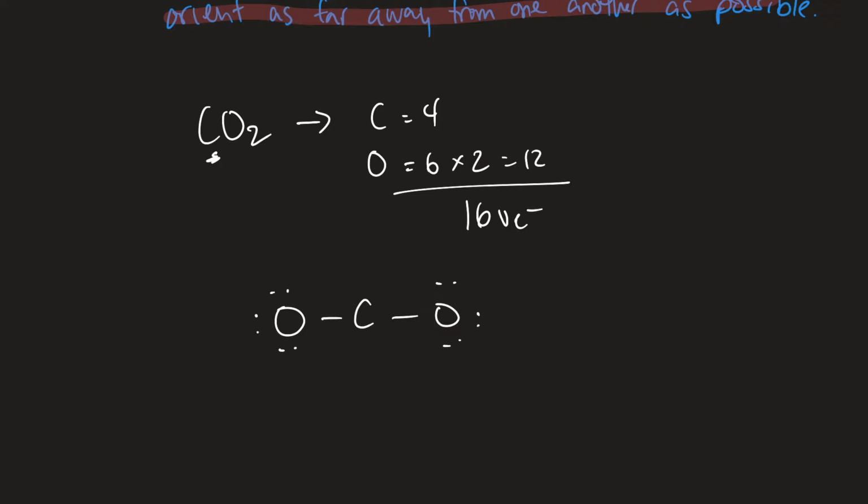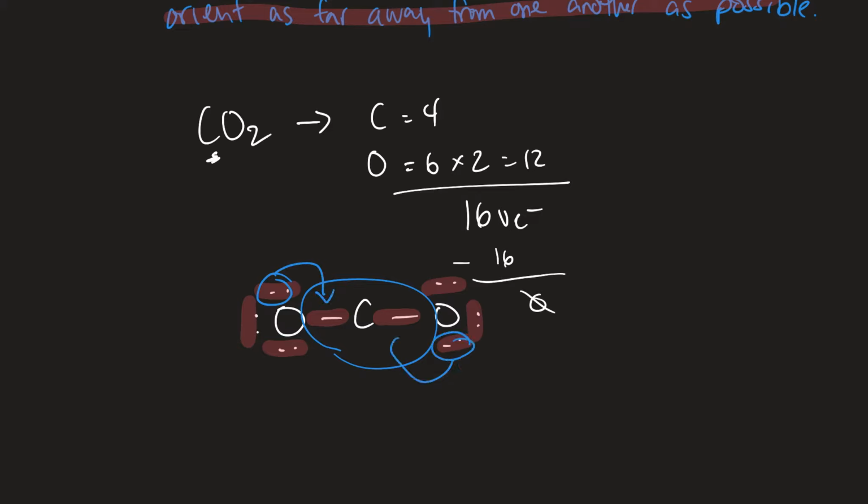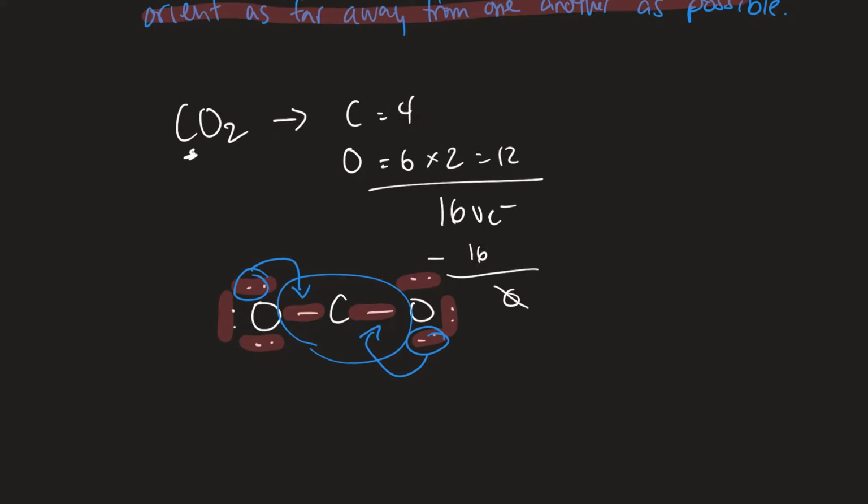Let me highlight it so you can see how I'm counting. I have 2, 4, 6, 8, 10, 12, 14, 16. So I see that I have 16 valence electrons. If I subtract them, I have 0. That means I have nothing more to give to my carbon, but I see my carbon doesn't have a full octet. So I'm going to take 2 from this oxygen, and 2 from this oxygen, so that carbon can have a full octet.